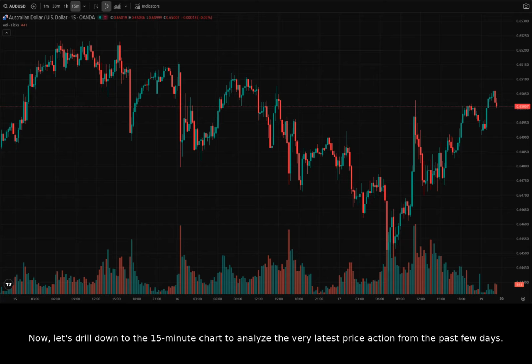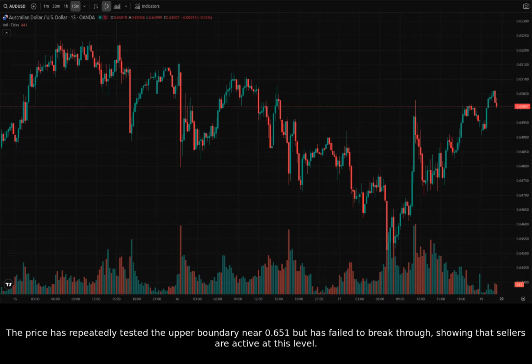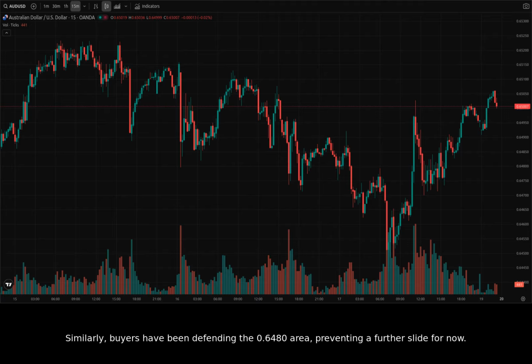Now, let's drill down to the 15-minute chart to analyze the very latest price action from the past few days. This intraday view confirms the consolidation pattern we saw on the daily chart. We can see the market has been trading in a very tight range, mostly between 0.6480 and 0.6510. The price has repeatedly tested the upper boundary near 0.651 but has failed to break through, showing that sellers are active at this level. Similarly, buyers have been defending the 0.6480 area, preventing a further slide for now. This type of range-bound activity is typical before a major news event or a significant breakout.